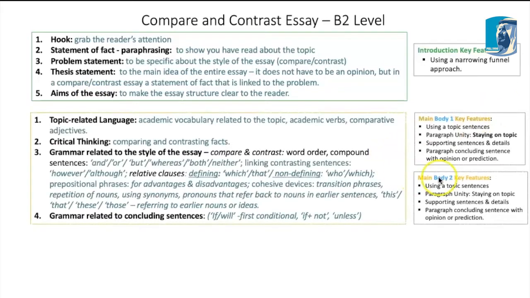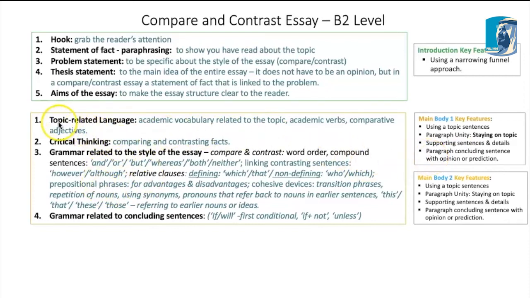Next is the main body 1 and the main body 2, so that's our paragraph 2 and 3. So our introduction is our paragraph 1, main body 1 will be paragraph 2, main body 2 will be paragraph 3. But within the main body you can see that the structure stays the same. We are trying to focus on topic sentences, how we make our paragraph unified, not just within itself but with the rest of the essay structure. How do we include supporting sentences and details, and how we can use concluding sentences within the main body, not just at the end of the essay.